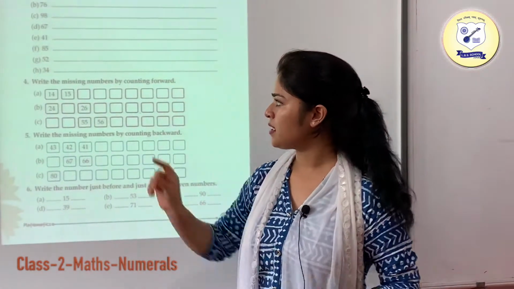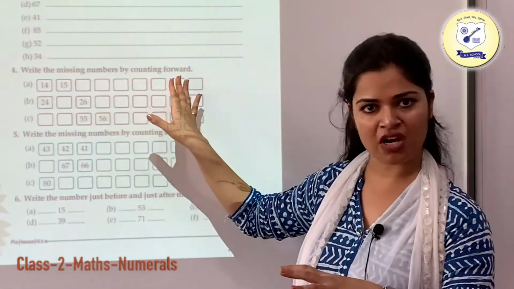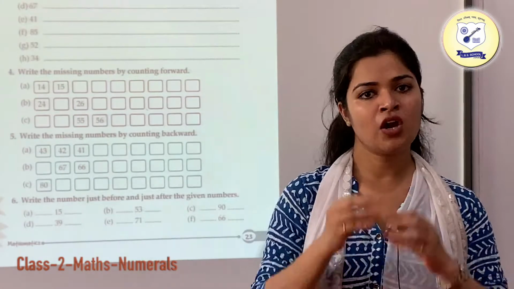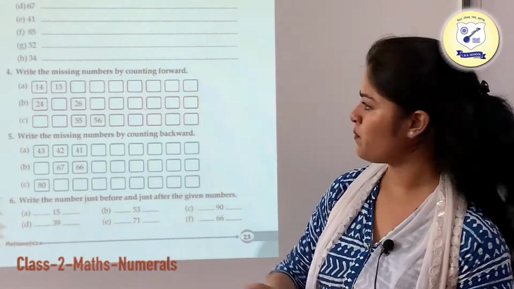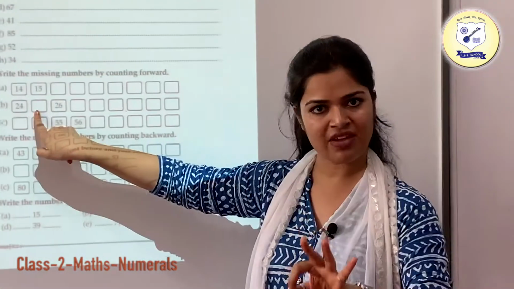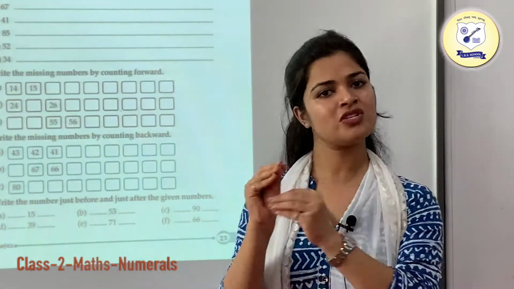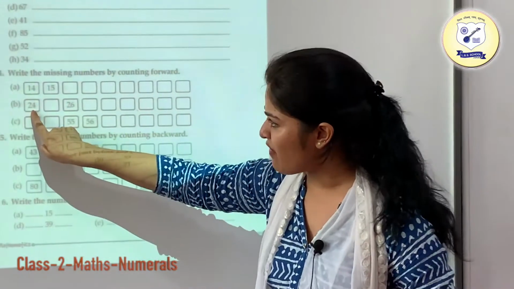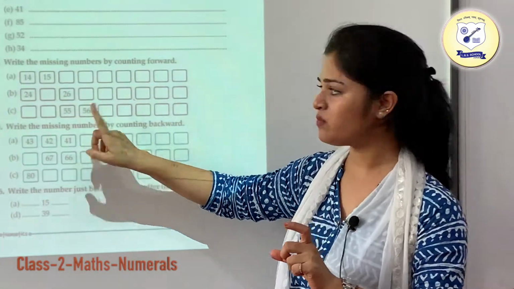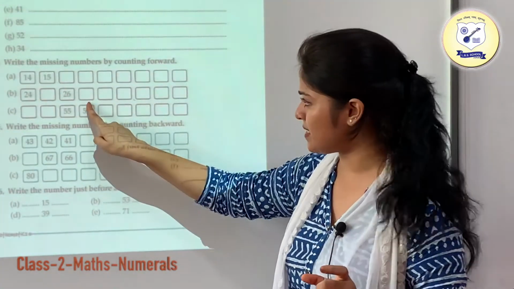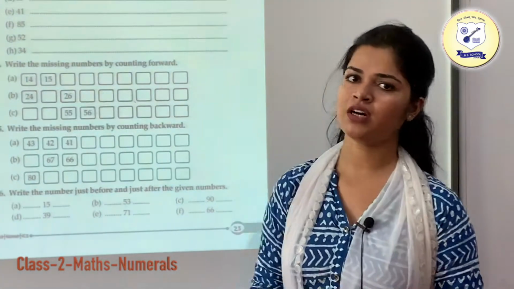Now question number 4 is to write the missing numbers by counting forward. We have some empty boxes in front of us after the 2 numbers which are written. What you should do is fill in the boxes with the missing numbers. I am going to do the second one for you. You have 24, after that an empty box, after that you have 26, and now we have all empty boxes. What you should do is write the counting in these boxes. After 24, what you have is 25, so write 25 in this box. After that 26 is written for you. Now just move to the next numbers, which are 27, 28, 29, 30, 31, and thereafter 32.